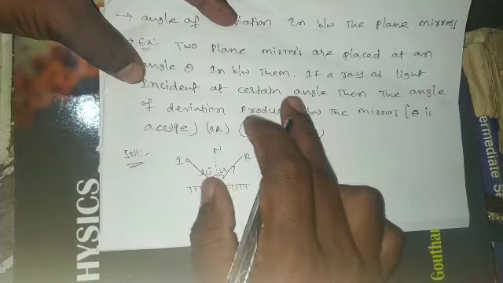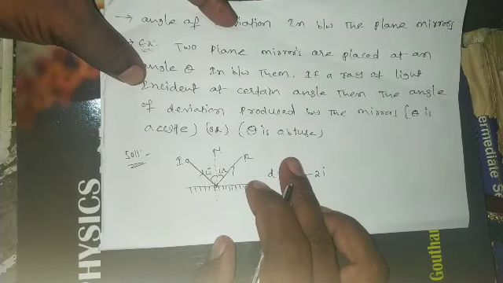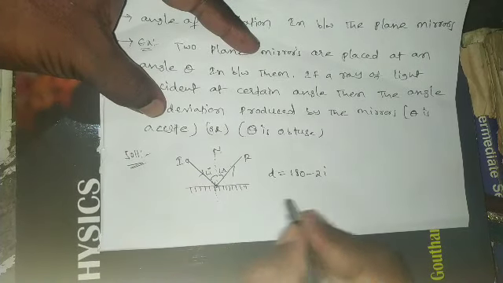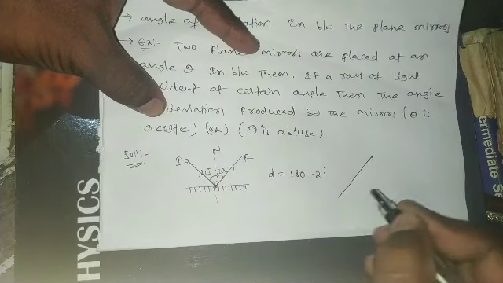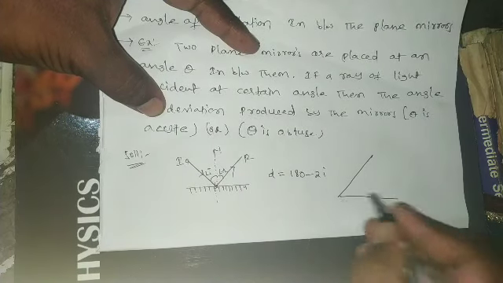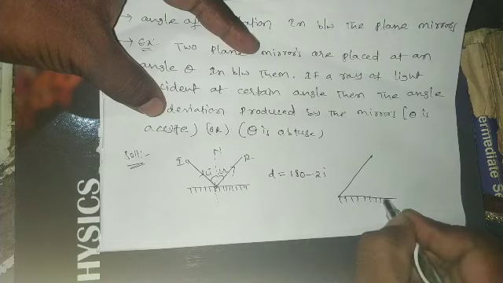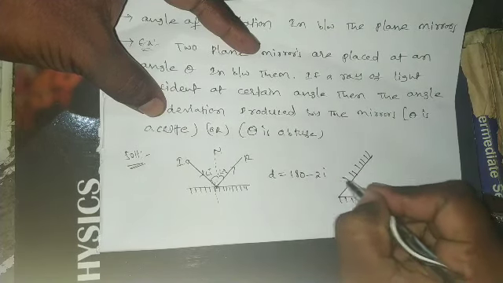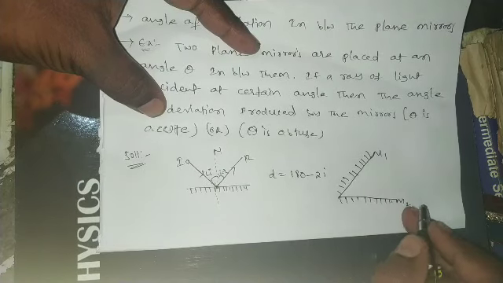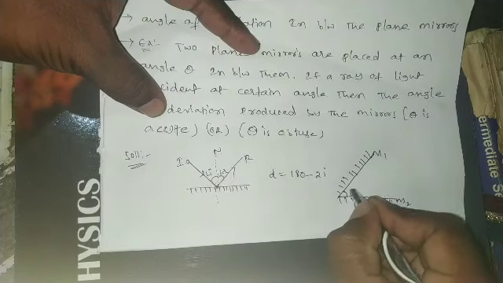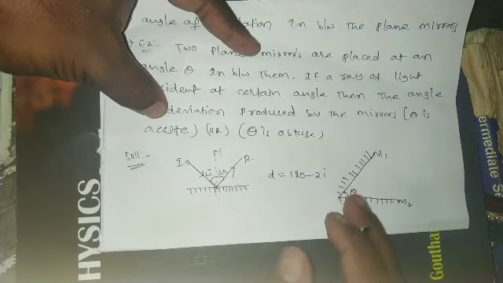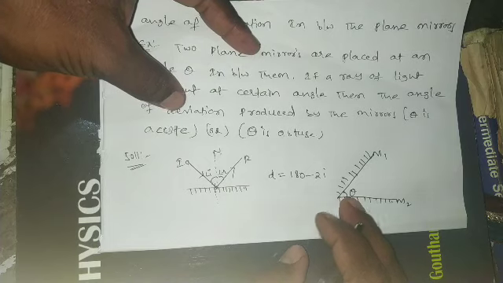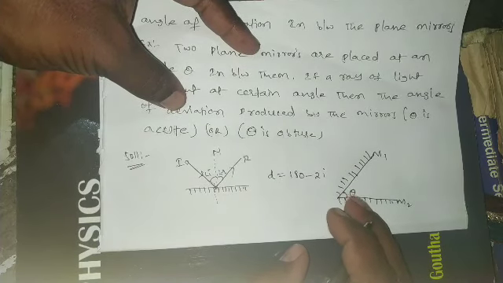But here the given condition is two plane mirrors. Let us consider two plane mirrors. This is M1 and this is the M2 mirror. Theta is the angle between the two plane mirrors, or the two plane mirrors are inclined to each other.